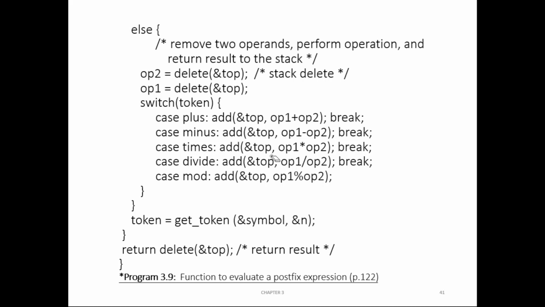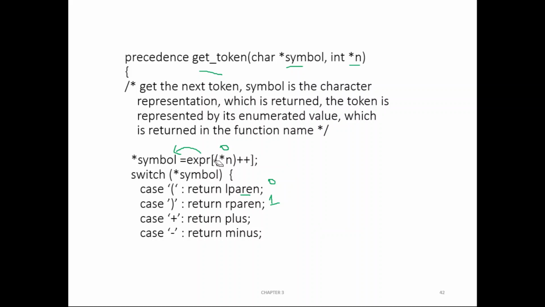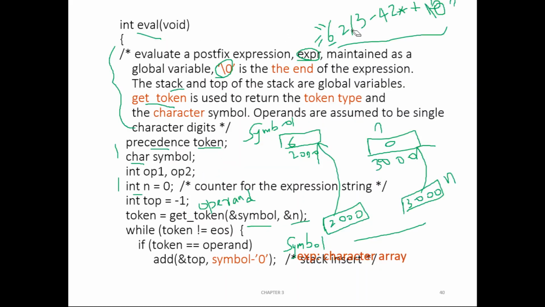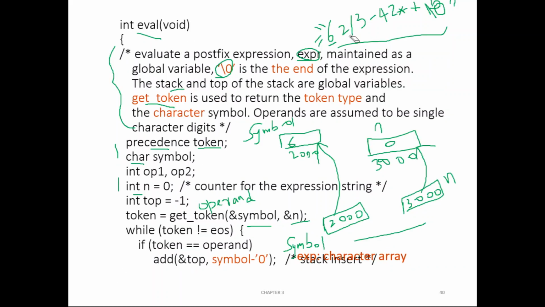If it is times or multiplication, then multiply operand 1 with operand 2 and push it to the top of the stack. If it is divide, divide operand 1 by operand 2 and push it to the top of the stack. If it is modulo, calculate operand 1 modulo operand 2 and push it to the top of the stack. Okay, so the switch ends here, the else ends here, then take the next token. token equal to get token, ampersand symbol comma ampersand n. By that time, you could have seen this n will increment to the next character. So we discussed 6, then it will be 2. Like that it will continue until it is the end, I mean backslash 0.